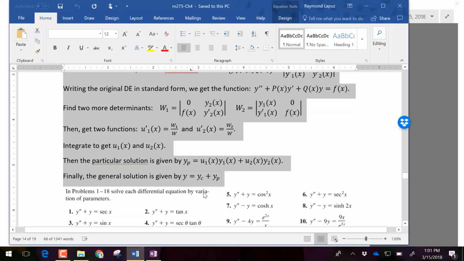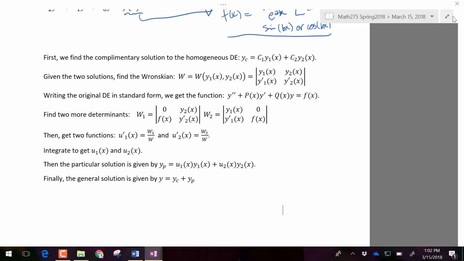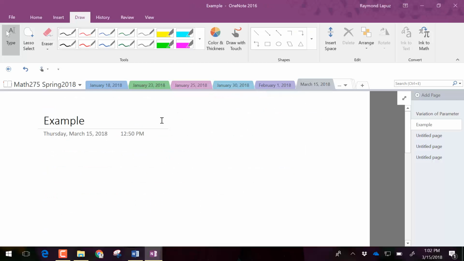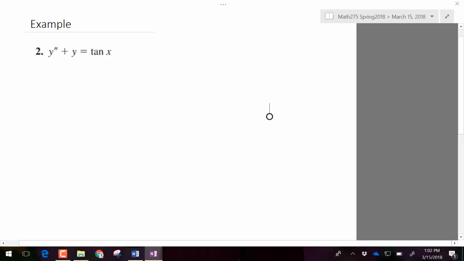So let's pick an example. Let's try number 2 maybe. I mean, we could try number 3. Number 3 you can solve with undetermined coefficients. So let's try something that we can't solve with undetermined coefficients, like the tangent. So we see that the left-hand side looks like a simple case of doing your auxiliary equations and stuff like that. So that seems simple enough. And the right-hand side has a tangent involved in it. So we can't use undetermined coefficients, so we'll use variation of parameters.